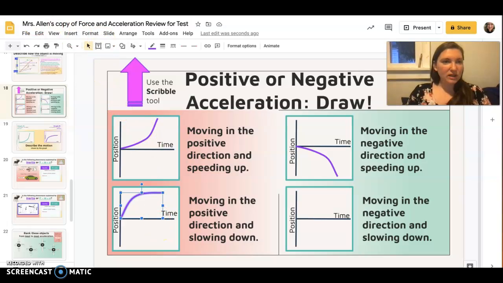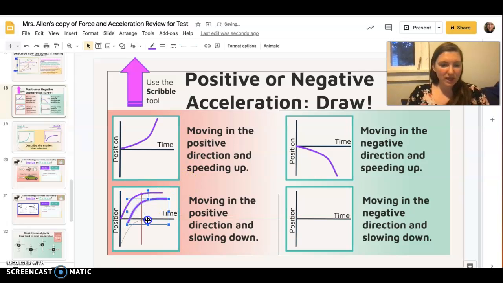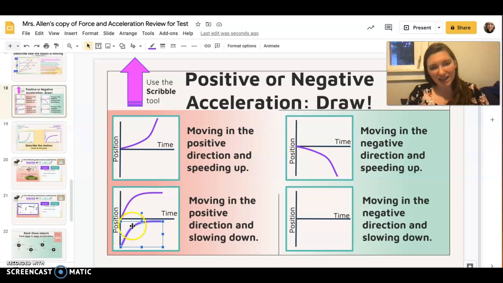I guess, actually, hold on a second. So I had to think about it for a little bit, but actually you could draw this one like this also. This one is starting in the negative position, but it is moving in the positive direction. It's moving towards that positive, in the positive direction, and it's slowing down. So again, changing its position quickly at first, and then that position is changing less and less as time goes on.